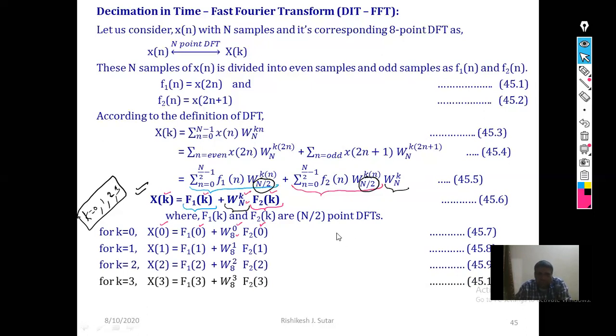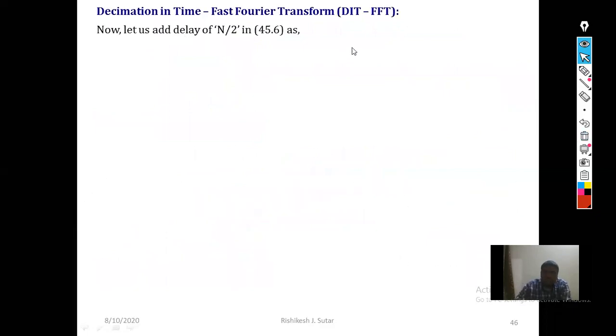Now, the next step is you can delay whatever equation I have here. Whatever this equation I have, this 4.5.6 equation, I can delay this equation by, let's say, n by 2. And after delaying, let us go further, and then we'll discuss. So let us go towards the next slide. Yeah, so if I add the delay in 4.5.6 equation, x of k will be replaced by x of k plus n by 2.